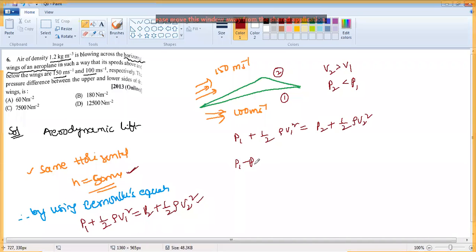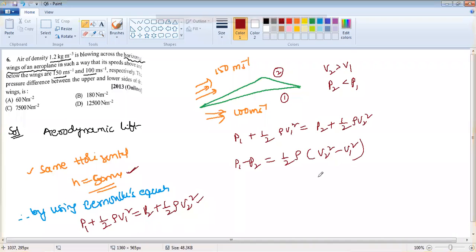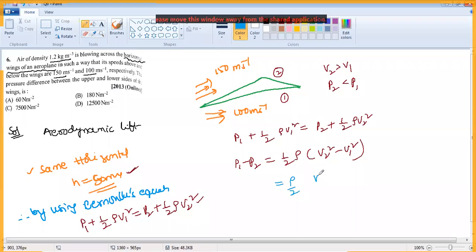We want the pressure difference P1 minus P2, which is equal to rho by 2 into V2 square minus V1 square. For simplification, I'm doing it this way: rho by 2 into (V2 minus V1) into (V2 plus V1) is the pressure difference only. Sometimes you'll be asked the question of how much weight of the aeroplane.